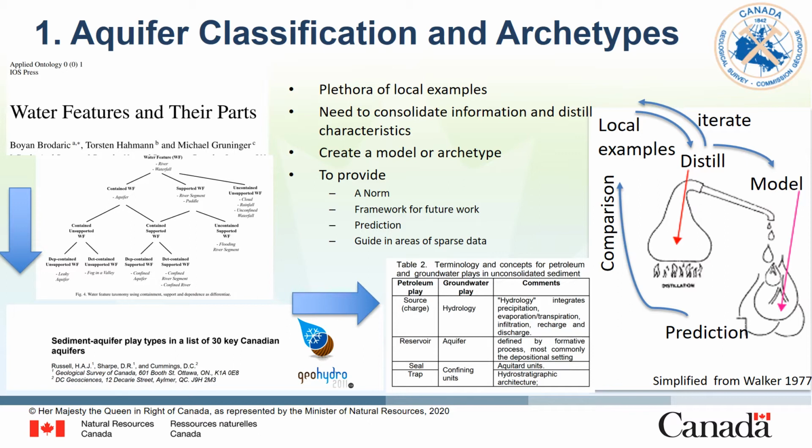As shown in Table 2, this involves hydraulics, aquifer or container, and confining units. The figure on the right conceptually illustrates the progression from the plethora of local examples to distilling the essential characteristics to support model or archetype development. This can then support prediction and comparison.